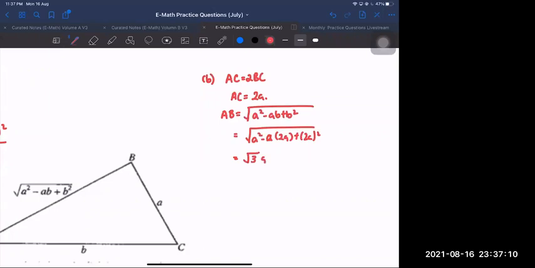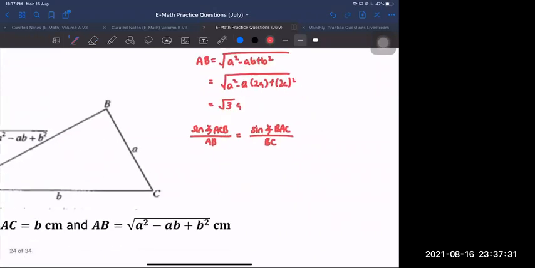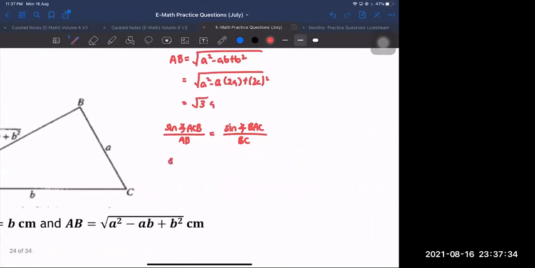So now I shall do sine rule. Sine of angle ACB over AB equals sine of angle BAC divided by BC. Then you just simplify. So sine of angle BAC equals a times sine 60 divided by root 3 times a. Sine 60 is root 3 over 2, and the a's will cancel off. So root 3 over 2 divided by root 3, which is half.